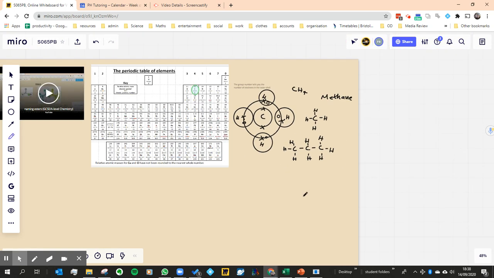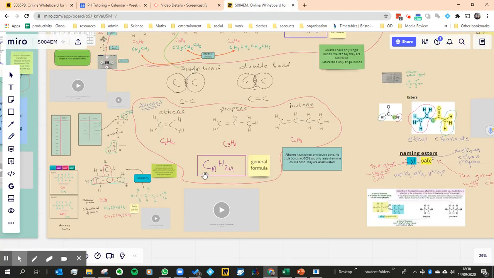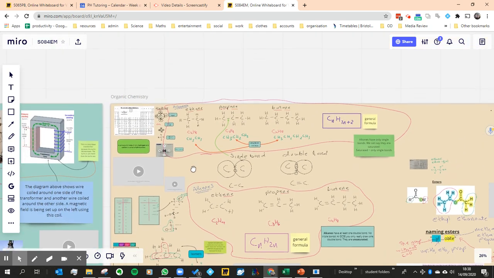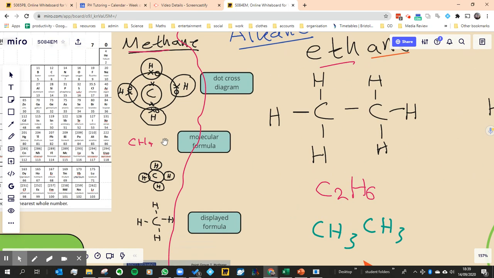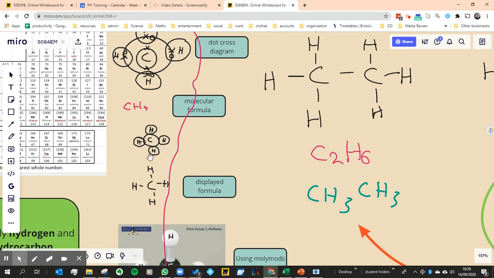They have certain languages, certain words that we need to learn within organic chemistry. So what I'm going to do is go to another whiteboard I did with organic chemistry before. I started in the same sort of way. So you have something called a dot cross diagram of methane. You can have molecular formulas, and I'm not sure what this is called, but this is just a basic diagram of a molecule, or you have displayed formula. They need you to know these phrases.